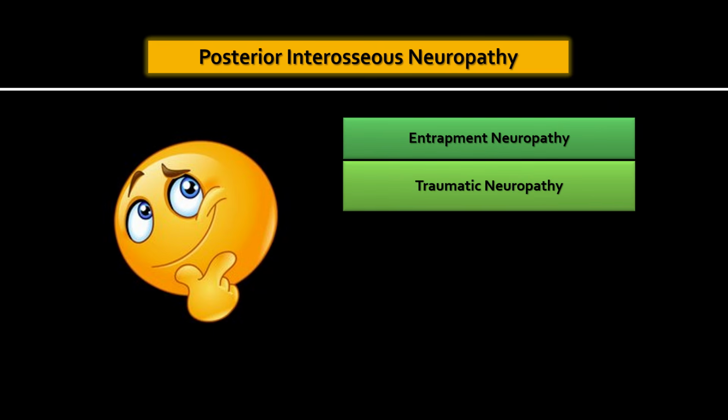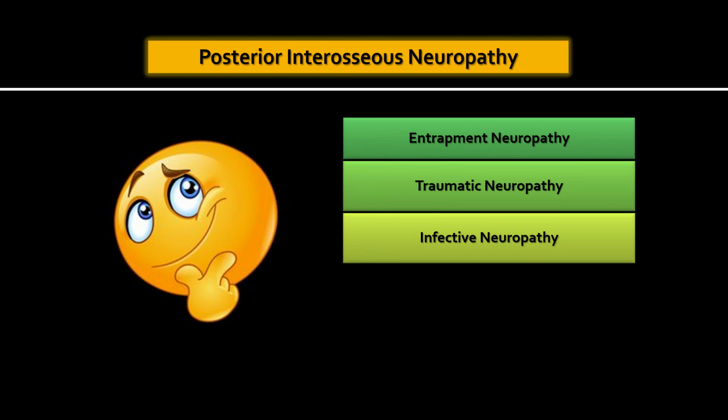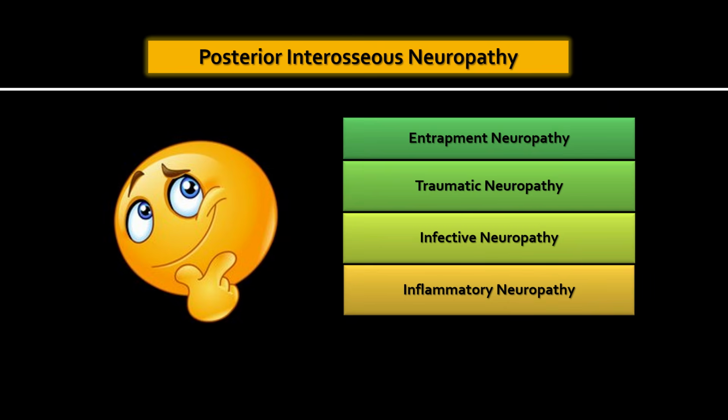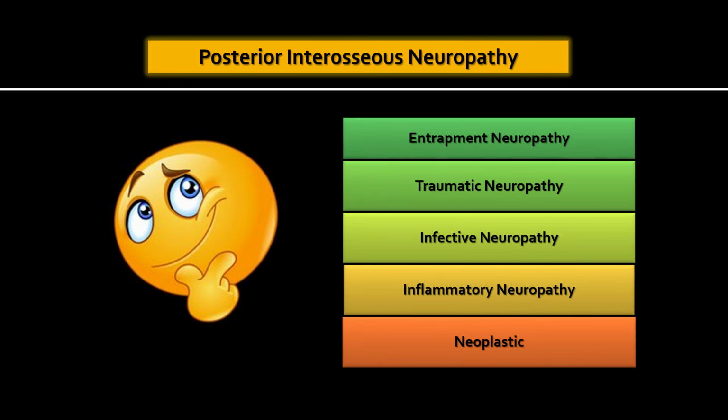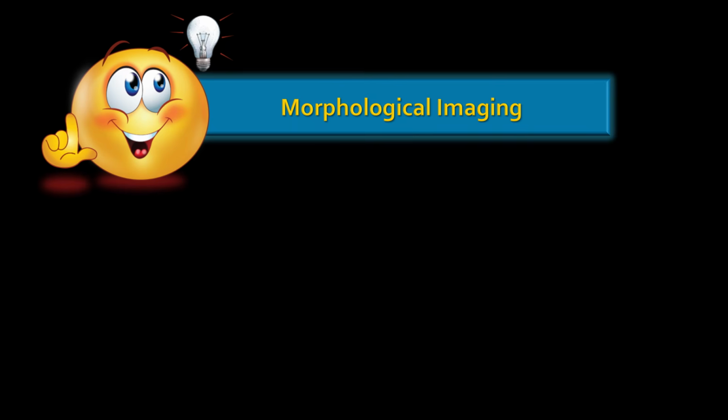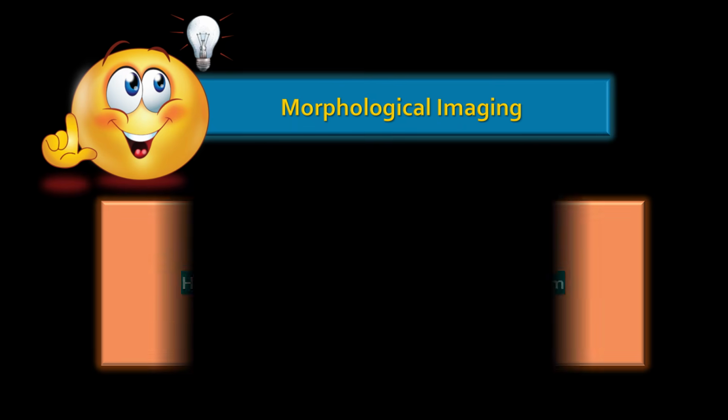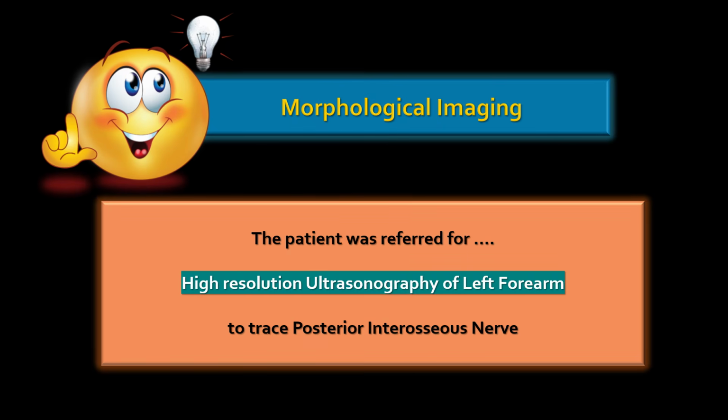Is it a traumatic neuropathy, which is another important cause for PIN neuropathy? However, he gave no history of trauma. Is it an infective neuropathy? Is it an inflammatory neuropathy? Or is there any neoplastic condition which is responsible for PIN neuropathy? So, in order to decide the underlying cause, we need to do morphological imaging. And this patient was referred for high resolution ultrasonography of the left forearm to trace the posterior interosseous nerve.